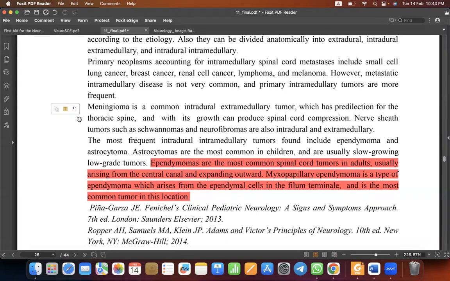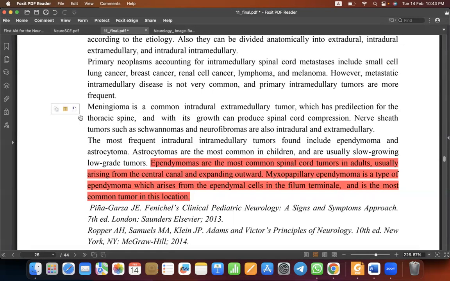Okay, we should remember the thoracic spine. Should not forget that. Other tumors are schwannoma, or it could be neurofibroma. They are also intradural extramedullary. Okay, and the most frequent intradural intramedullary tumors are ependymoma and astrocytoma.